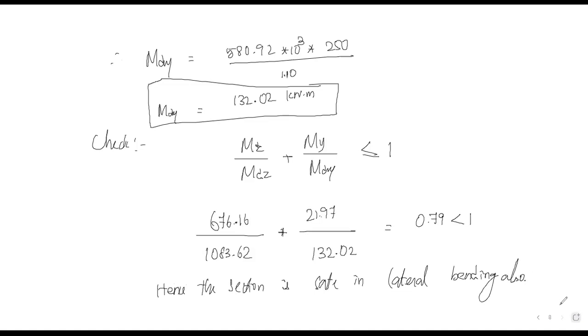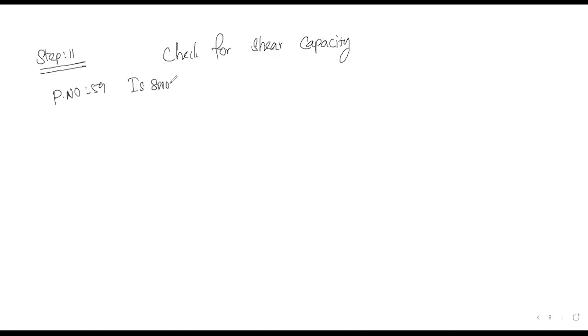Okay, so this is about our step 10. Next, we should move on to step 11, that is, check for shear capacity. This is from page number 59 of IS 800:2007, which says V should be less than VD, where V is equal to V max, which we have to take.